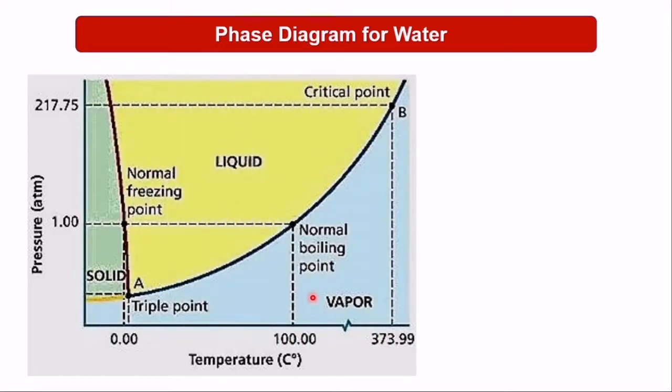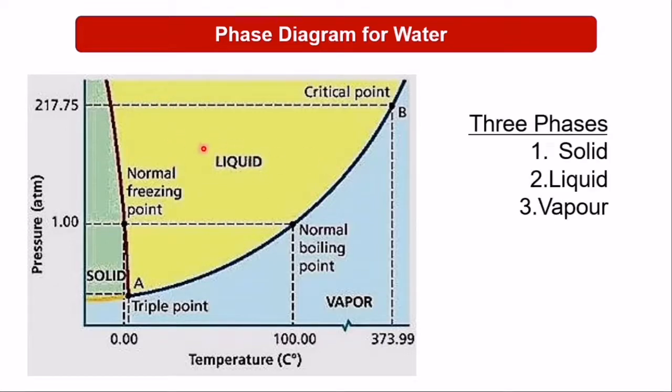Now, let's look at the phase diagram of water. As I told you, we have the phase diagrams and the phase transformation. This is the phase diagram of water, and it has only three phases: the liquid phase, the solid phase, and the vapor phase. We have the pressure against the temperature. As you can see, there's a triple point where liquid, solid, and gas coexist.